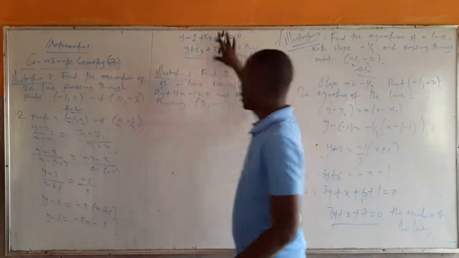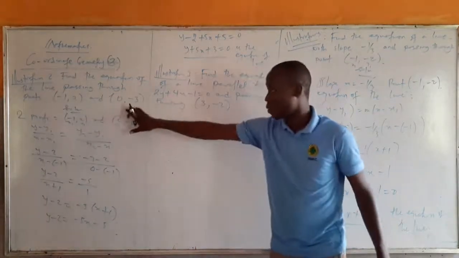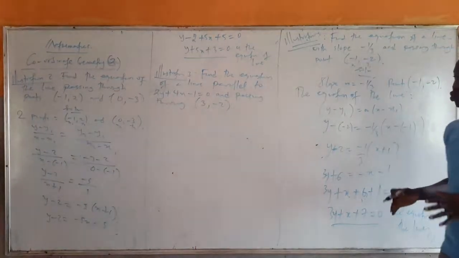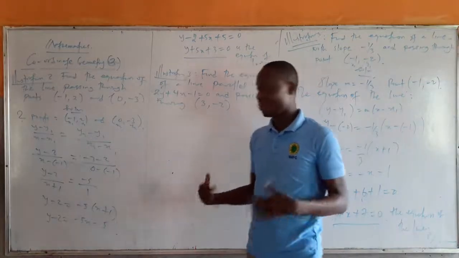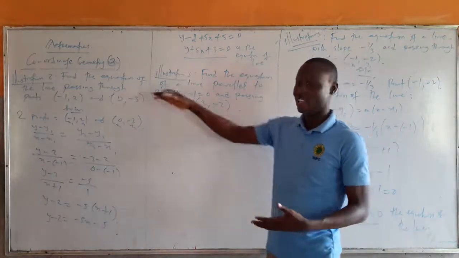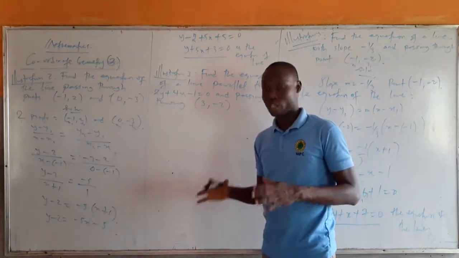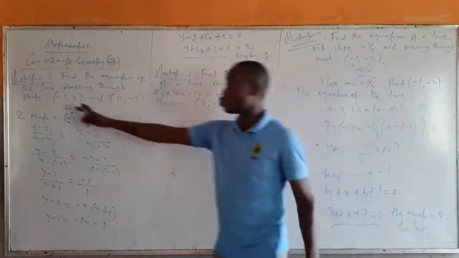So you can see that in this case we are given what? We are given 2 points, minus 1, 2 and 0, minus 3. But in the other case, we are given just the point and the slope. So the way you solve the question depends on the parameter you are given. And that is why in the initial part of this video, I gave you 3 or 4 fundamental equations that you can use. The first one is when you are given a point and a slope. The second one is when you are given 2 points.